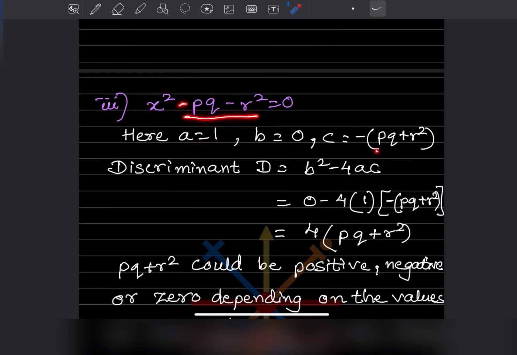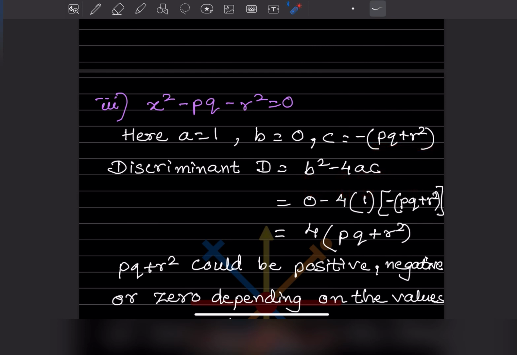But then what I have done here, I have taken minus common because in both the places we have minus. So here then minus PQ, this minus is already over here, so minus plus will be minus R square. So be careful with this sign. Whenever you are putting a bracket, this will become plus because this minus plus becomes minus. So D is B square minus 4AC. So B is 0, minus 4, A is 1, and C is this whole part. So that is going to be here.